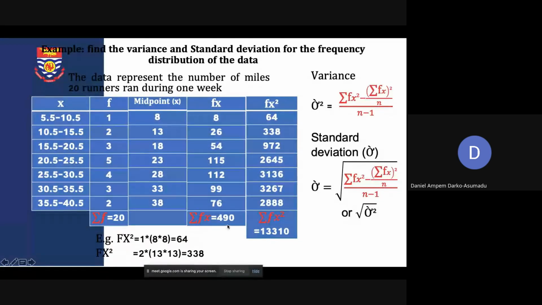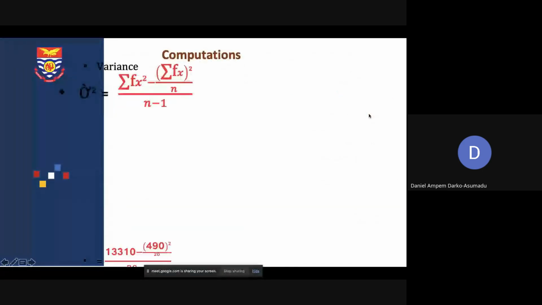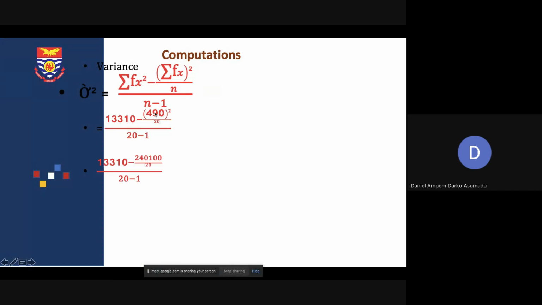Minus 490 here, squared, over n. N is the summation f, 20, all over 20 minus 1. So that is what we'll be doing. This is it: 13,310 minus 490 all squared, all over n, which is 20, all over 20 minus 1. When you break it down, 490 squared gives us 240,100 over 20, all over 20 minus 1.